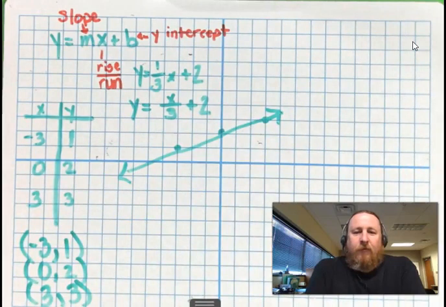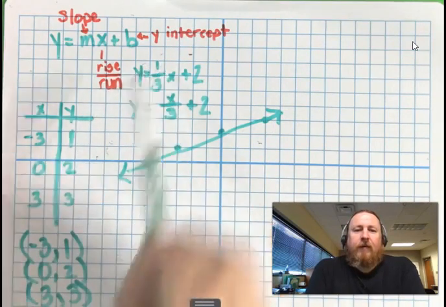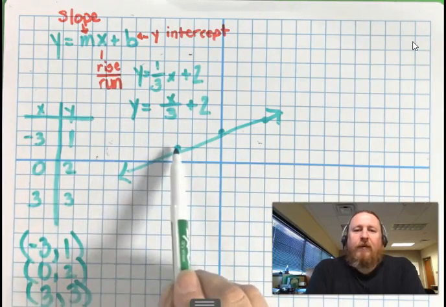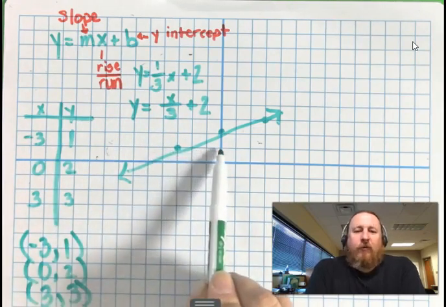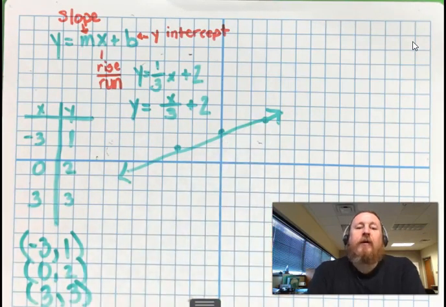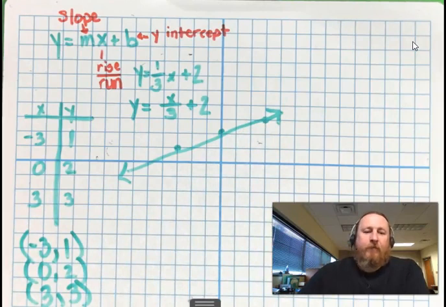Now we note the rise between points is 1, which corresponds to the 1 in the 1/3 x. The run between points is 3, which corresponds to the 3 between points. And plus 2 corresponds to our y-intercept, or ordered pair 0, 2.